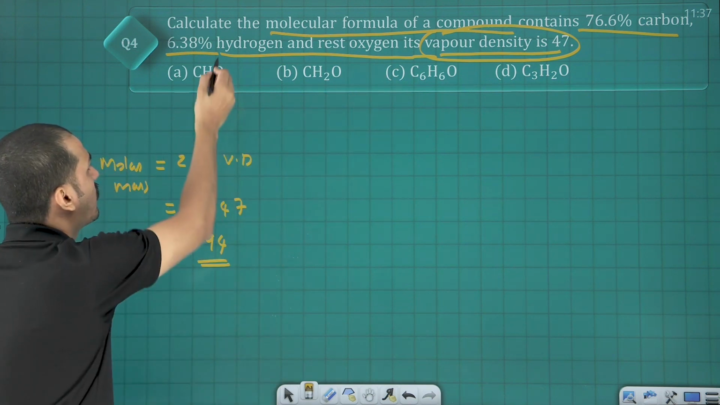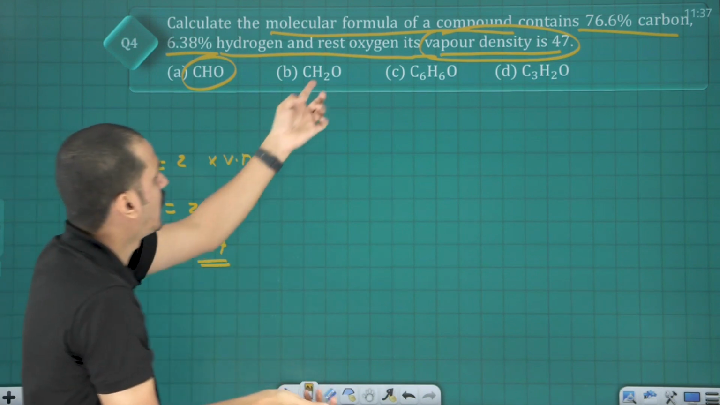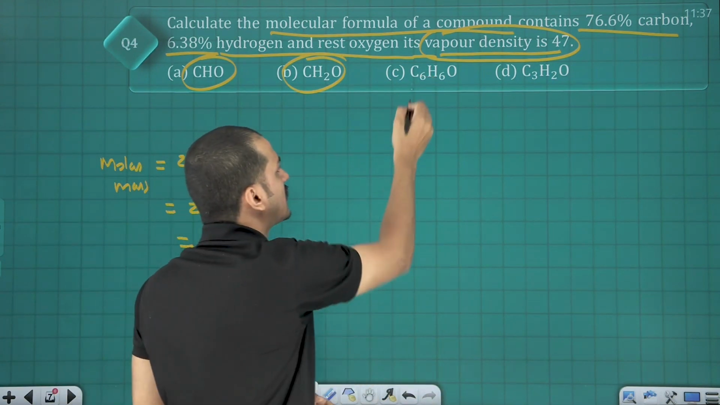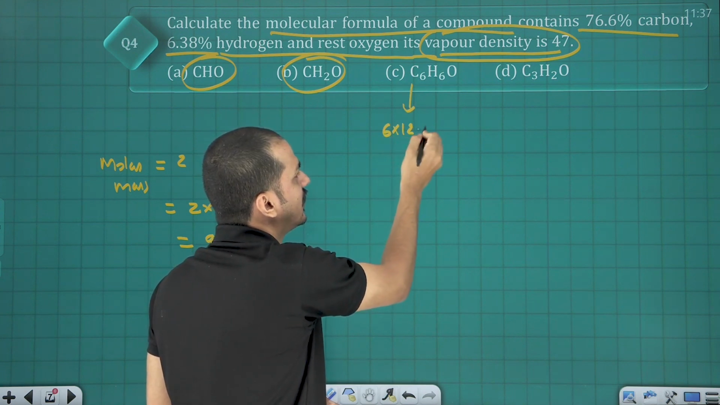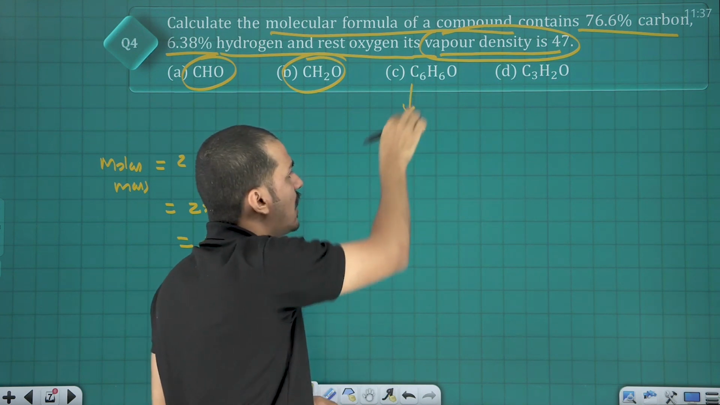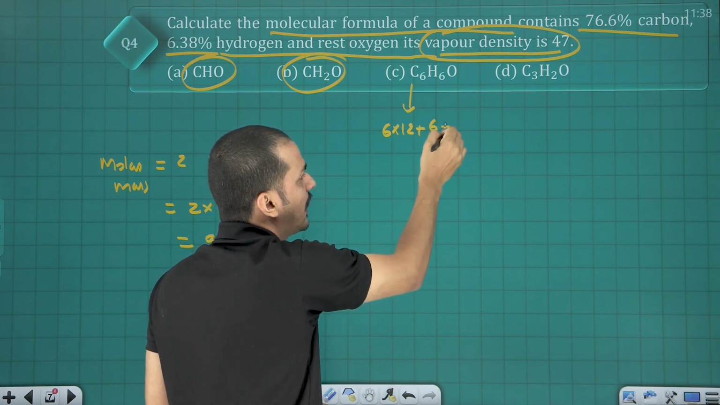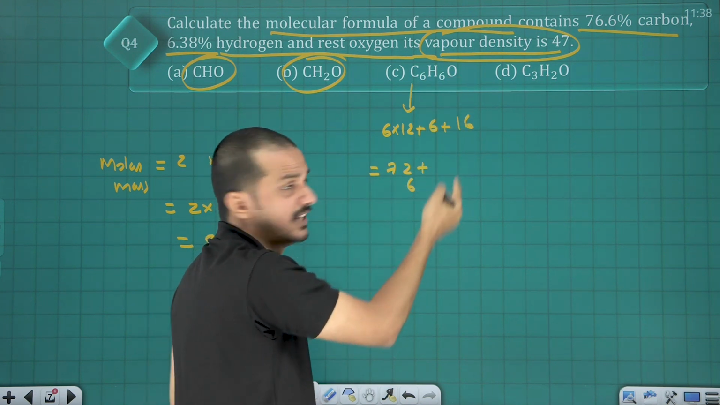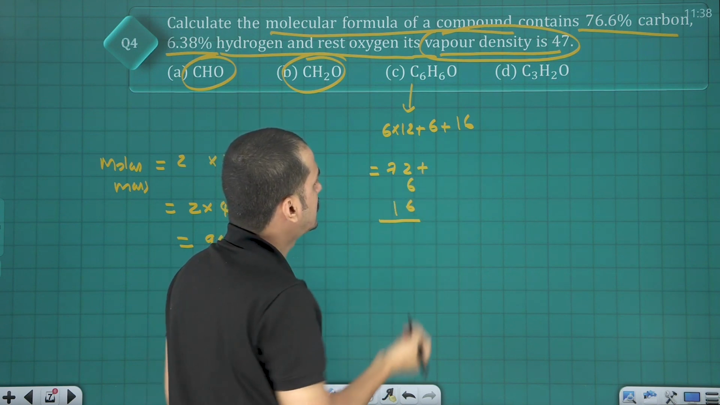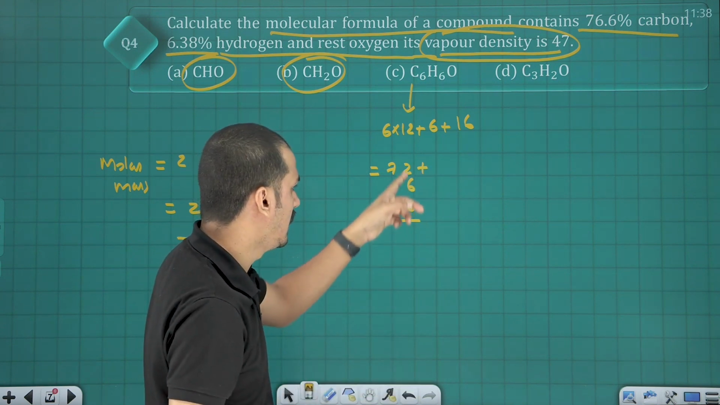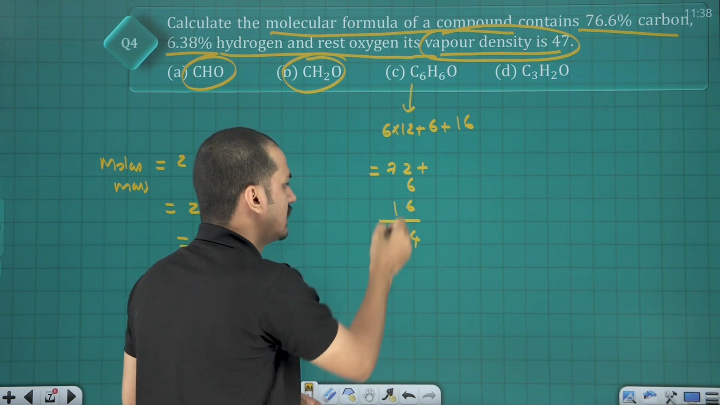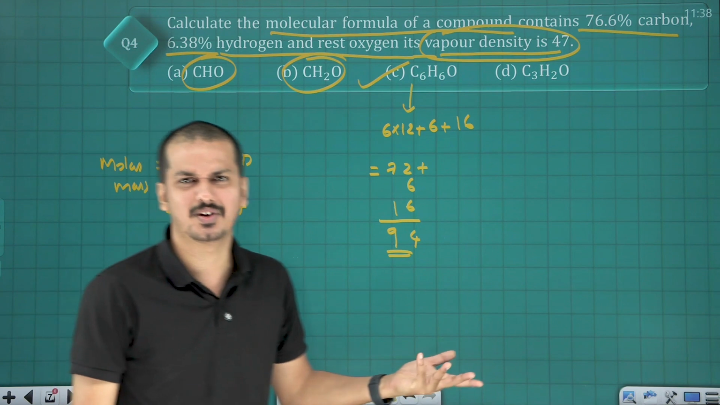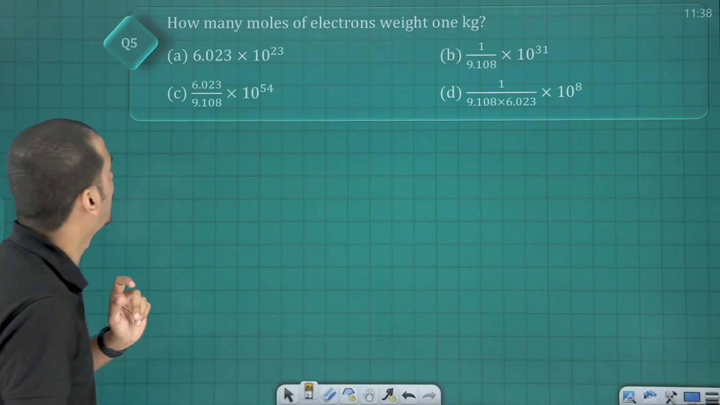Just check it. What about the first one? That is not 94. What about the second one? Not 94. What about the third one? Yes, this is actually 6 into 12, carbon mass is 12, plus 6, plus oxygen mass is 16. So this is 72 plus 6, 78, plus 16, 94 will come. So our answer is C. Directly we can get it. Easy question. Okay, we can go to the next question, dears.